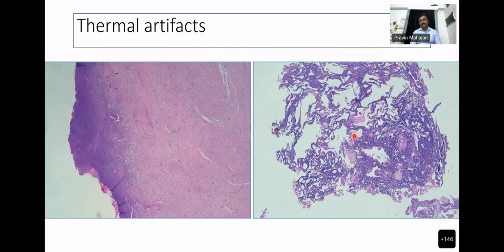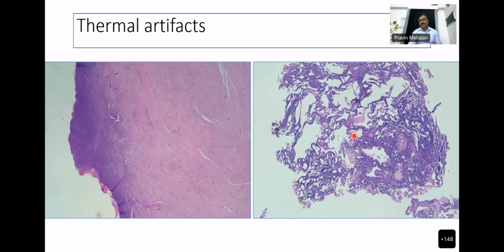Also during the cutting of the section, if you take a section on the slide and put it on a hot plate, and the temperature of the hot plate is too high, or you dry the slides in an incubator at too high a temperature, small biopsies can get these thermal artifacts, rendering the tissue inadequate for opinion. So this should be avoided at all stages. You have to find out where these are happening.